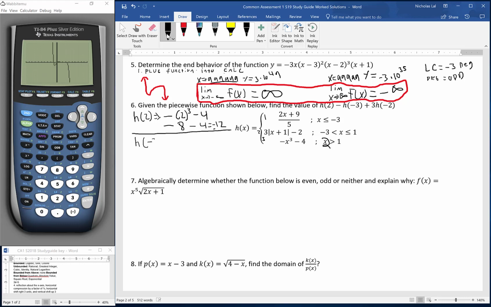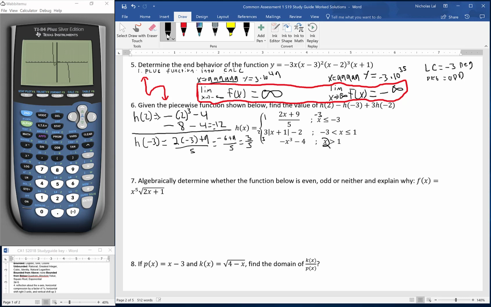h of -3. Well, -3 is less than or equal to -3 because -3 is equal to -3. So we're going to plug it into this equation. This will be equal to 2 times -3 plus 9 over 5. So that's going to be -6 plus 9 over 5, and -6 plus 9 is 3, so that's going to be equal to 3/5.